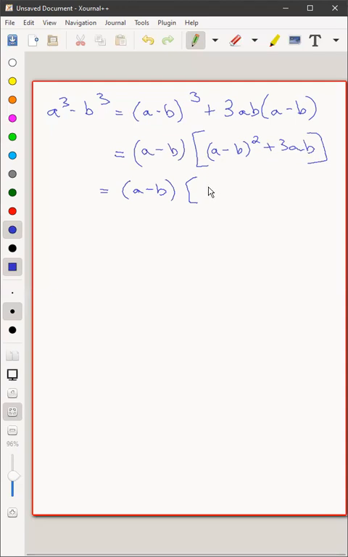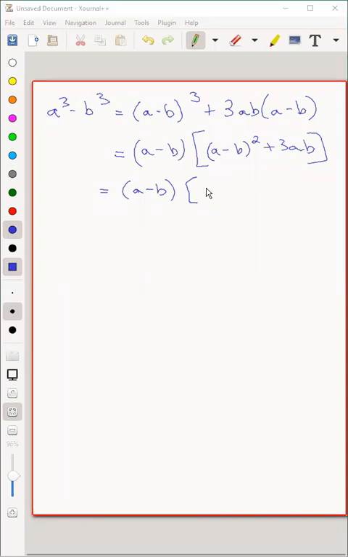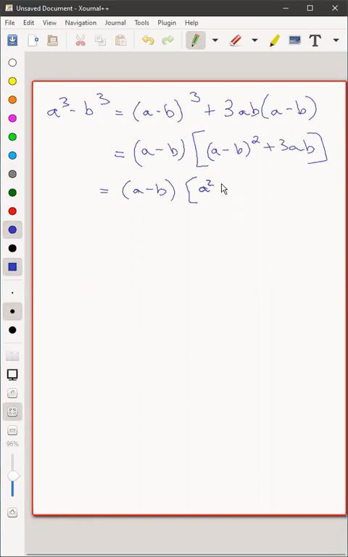Paki, are you there? They're frozen. Rajvi? Samita? Yes, sir. A minus B the whole thing squared? A square minus 2ab plus b square. Right? Plus 3AB. So which is also equal to A minus B into A squared plus AB plus B squared.